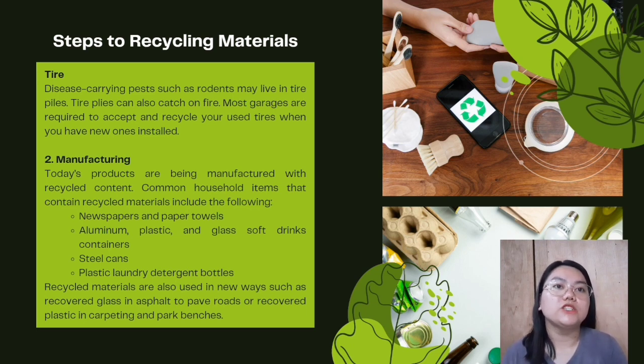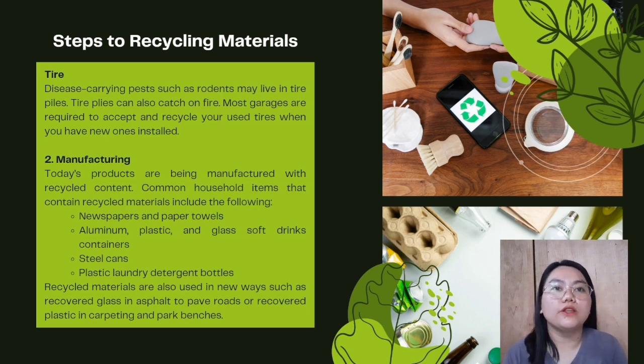Then, as what stated, the tire can easily catch on fire because of course, tire is gawa sa goma or rubber. And basically, pwede nimo i-return ang mga used tires to either tire retailer or local recycling facility nga nagadawat og mga tires. So, the second step in recycling materials is manufacturing.